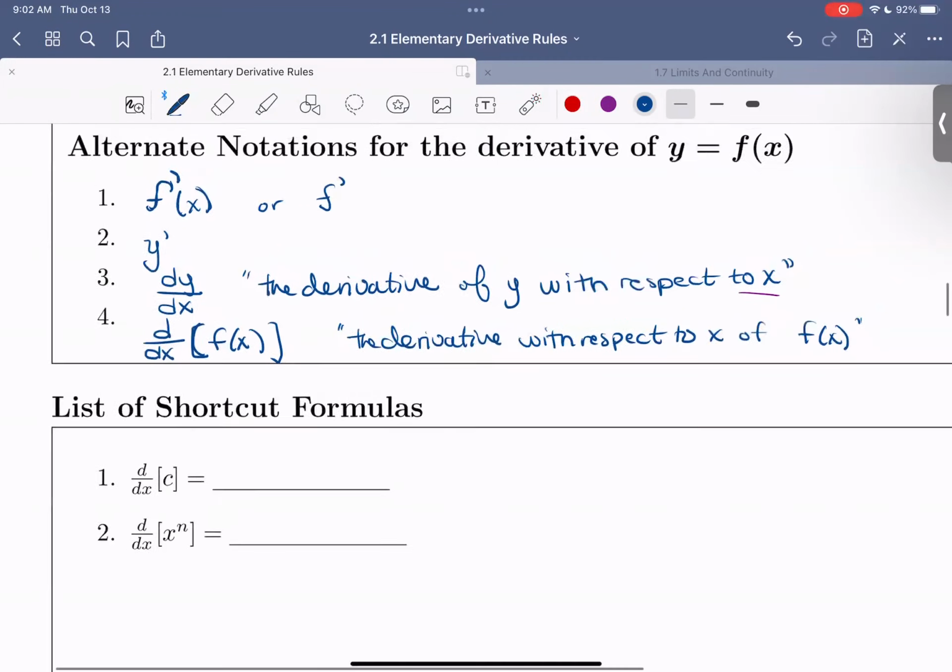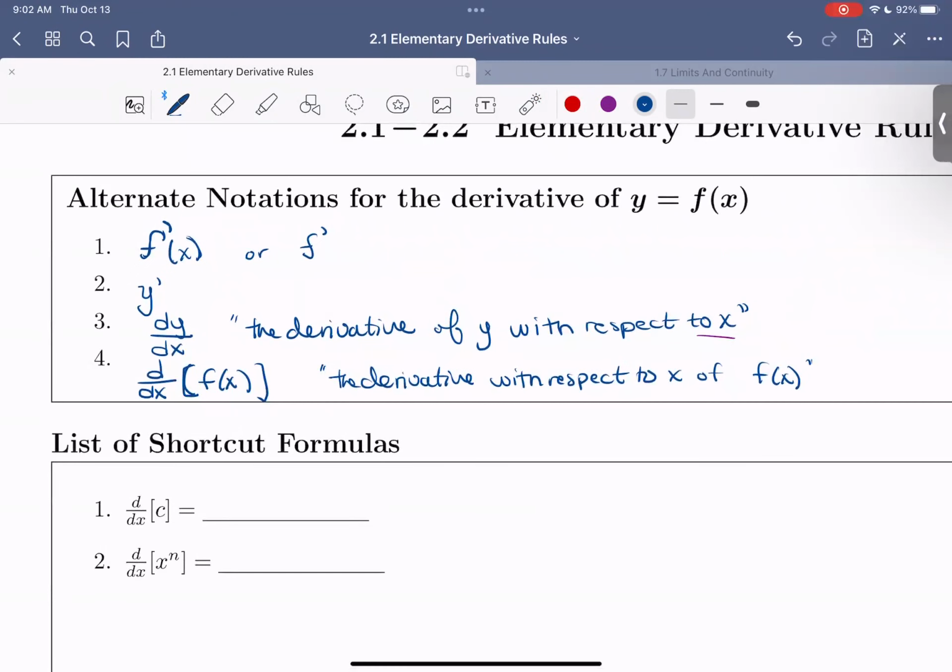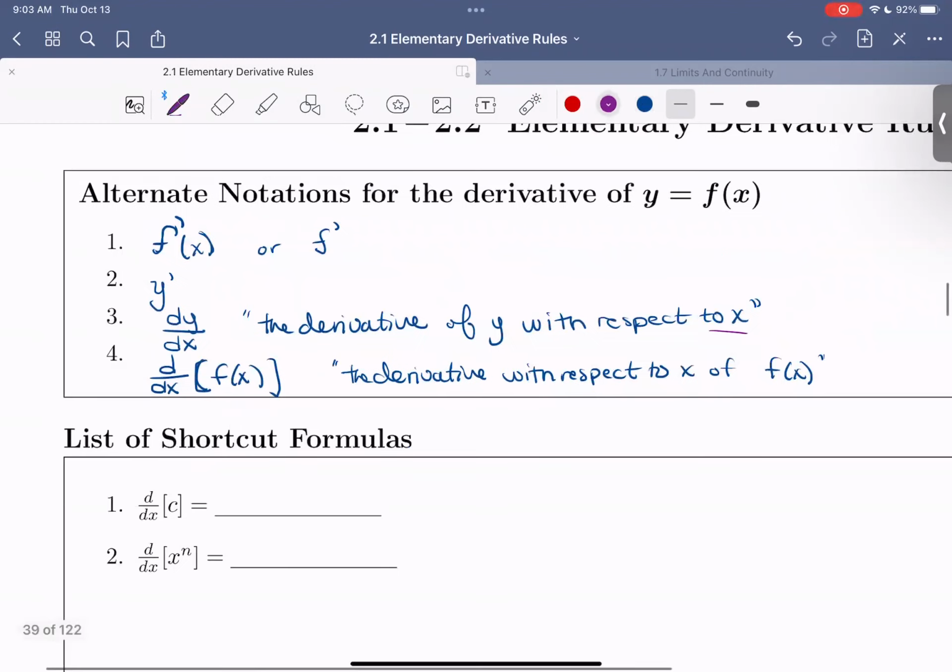So I know there's a lot of new notation here. So I encourage you to just take a moment, pause the video, and just sit with these notations for a little bit. Don't pressure yourself too much to remember all of them right now. The more that you see of these notations and of computing the derivative, the more comfortable you'll be with using these different notations. And again, I just want to emphasize that all of these symbols are representing the same thing. They are representing the derivative of a function y equals f of x with respect to x.